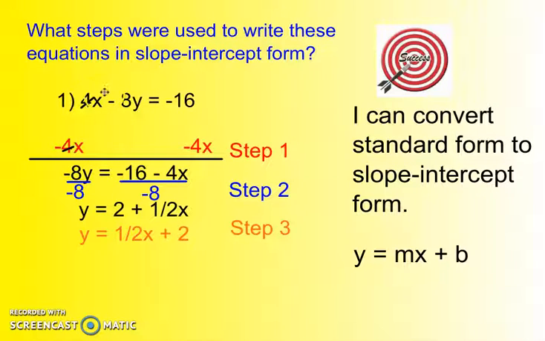And so 4x minus 4x is 0. So it's no longer on the left side. And now on the right side, I put minus 4x. There are no other like terms to subtract it from, so it's just placed next to that negative 16. So we have negative 8y that's still there equals negative 16 minus 4x. What's step number two?